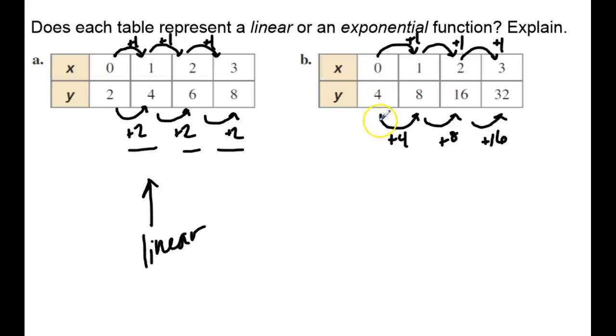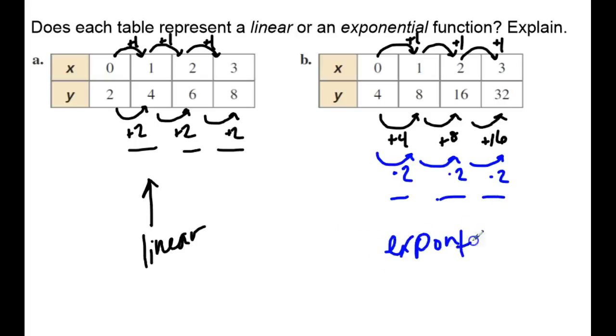So let's use a different color and see, is there something I can multiply every time to get there? Well, to get from 4 to 8, I multiply by 2. Then to get from 8 to 16, I multiply by 2. And to get to 32, I again multiply by 2. Since I'm multiplying by the same number, this is an exponential function. That's how we can tell, because here I have to multiply by something to get my next term, whereas in my linear functions, I could just add the same thing. So now I can determine if my function is linear or exponential.